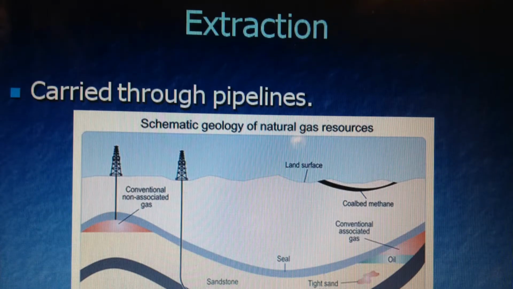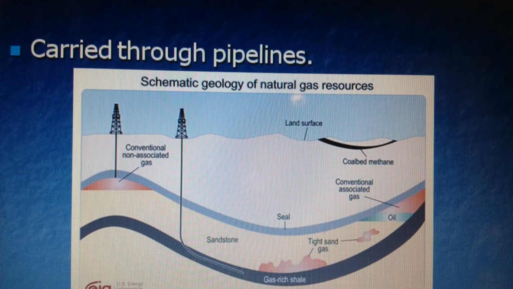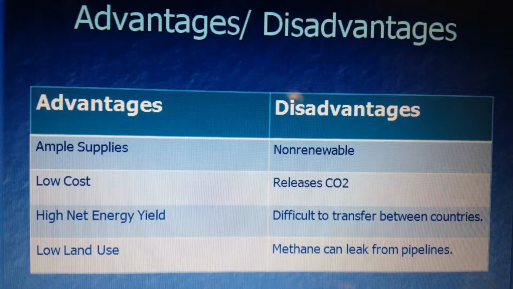Here's an example of how natural gas is extracted. The most common natural gas is methane, and other ones will be like butane or pentane. Natural gas releases CO2 just like the other ones, and here's an example of some advantages and disadvantages.